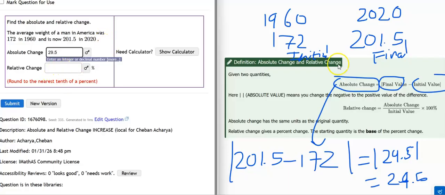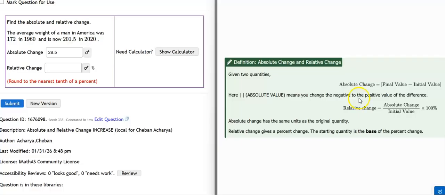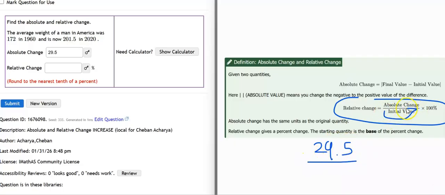So to find the relative change, there is a formula: absolute change divided by initial value times 100%. So to find relative change, let's do this formula. Absolute change is going to be 29.5 divided by the initial value. The starting value is going to be the weight in 1960, which is 172, times 100 as a percent in the answer.